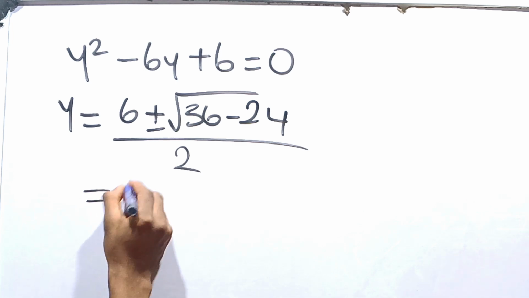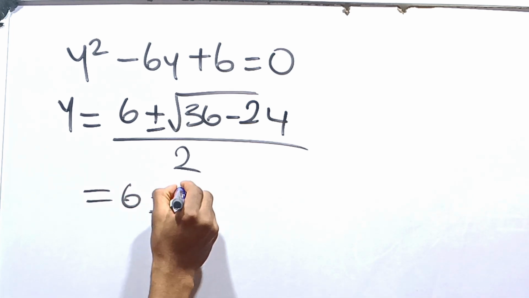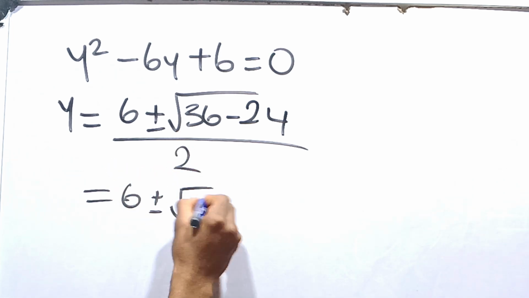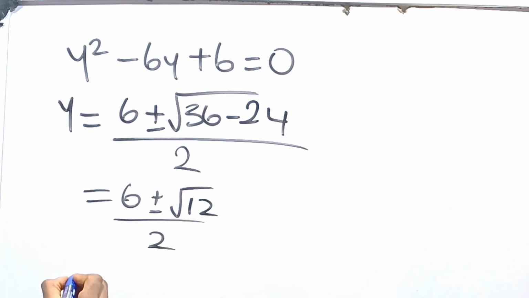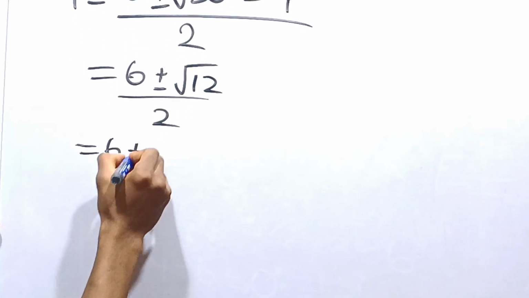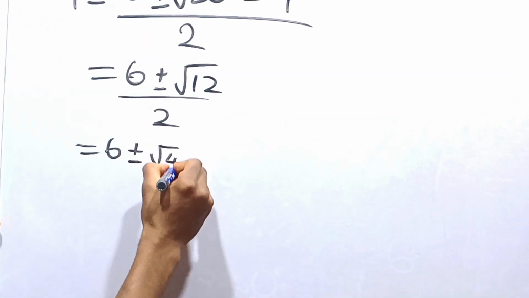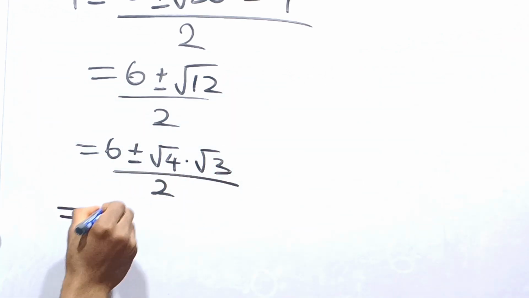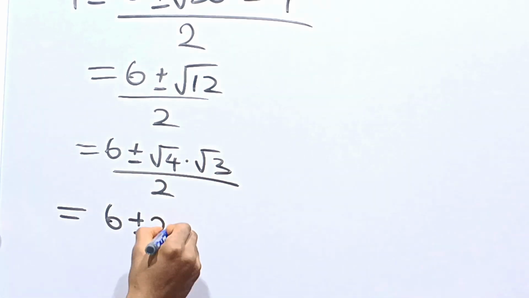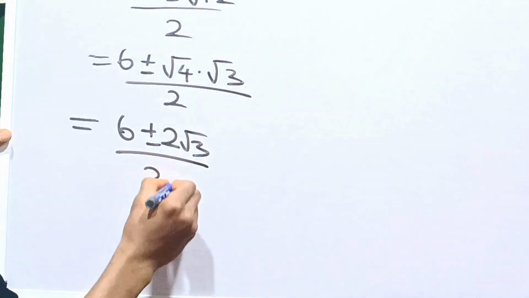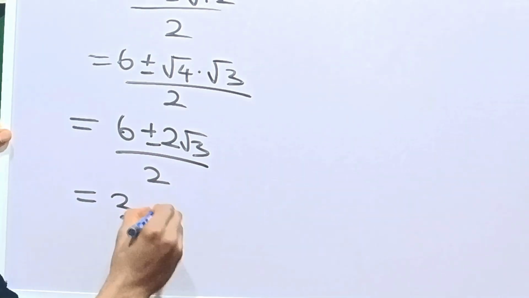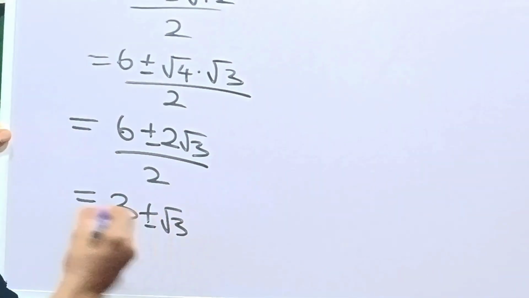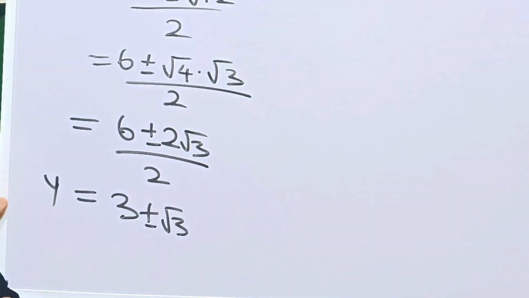And this becomes equal to 6 plus or minus square root of 36 minus 24, which is 12, divided by 2. This becomes equal to 6 plus or minus square root of 4 times square root of 3, divided by 2, which is equal to 6 plus or minus 2 root 3 divided by 2, which is equal to 3 plus or minus root 3. That's our value for y.